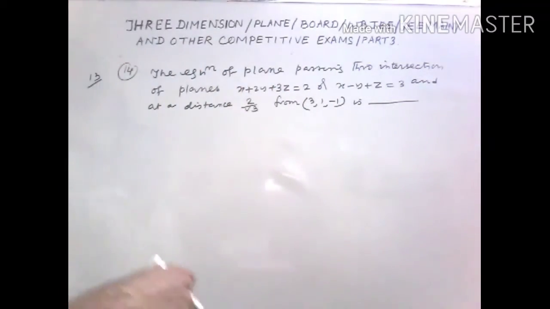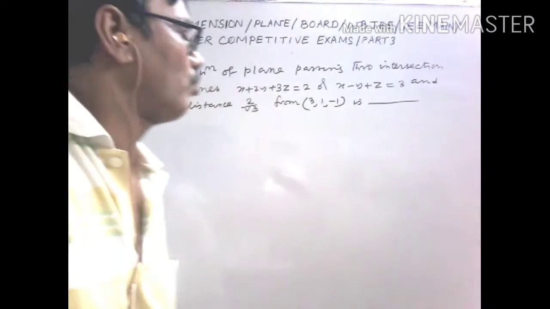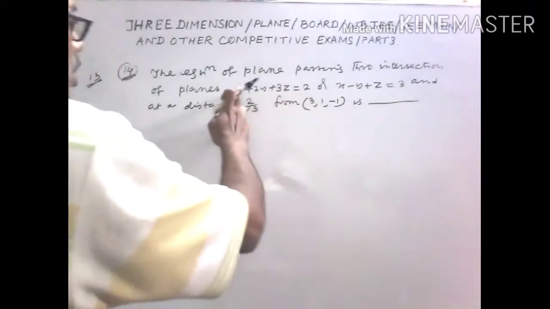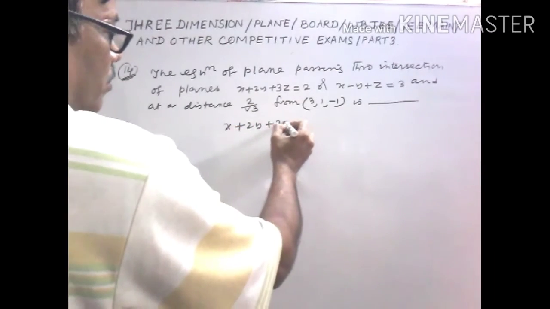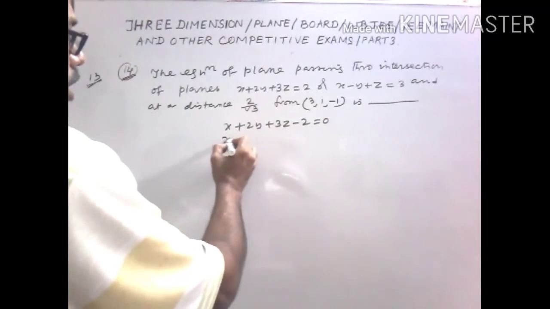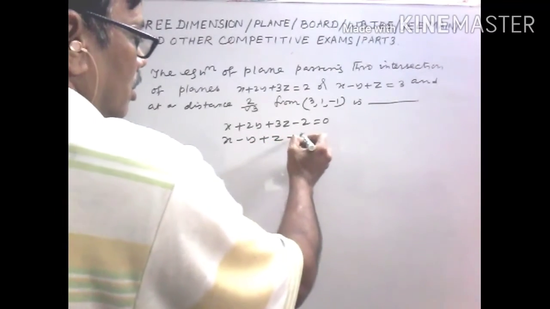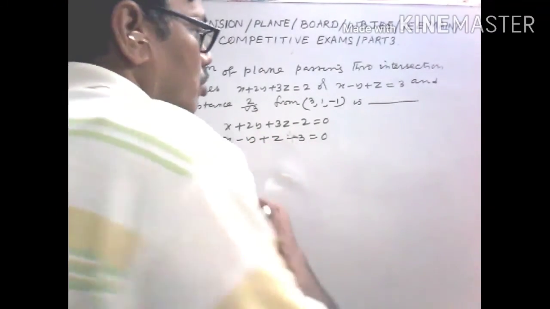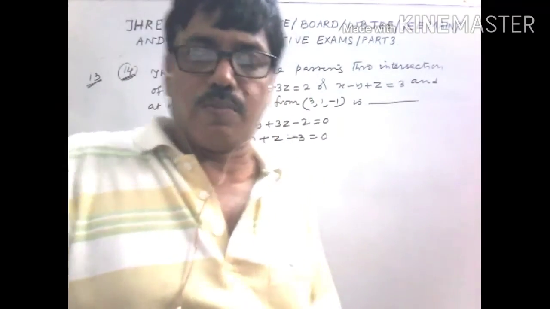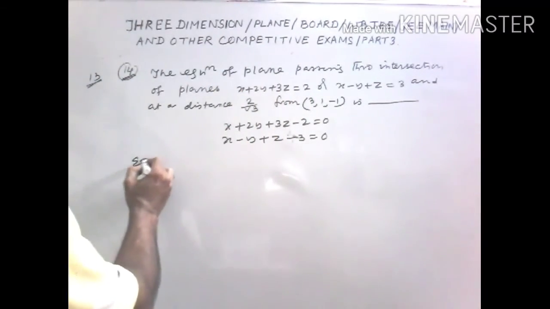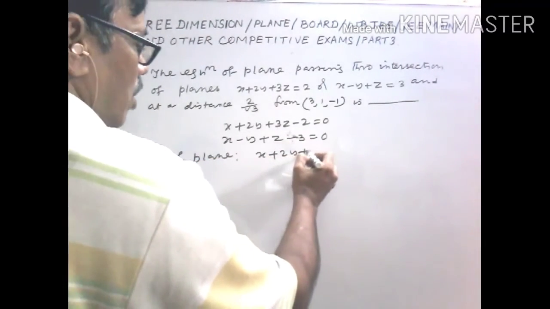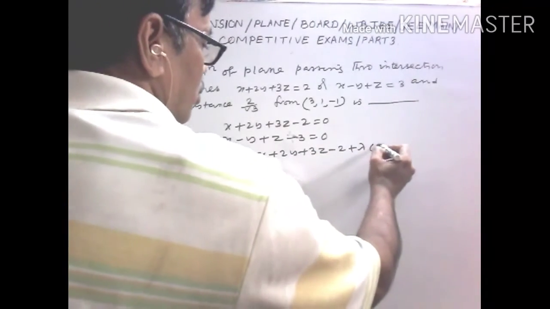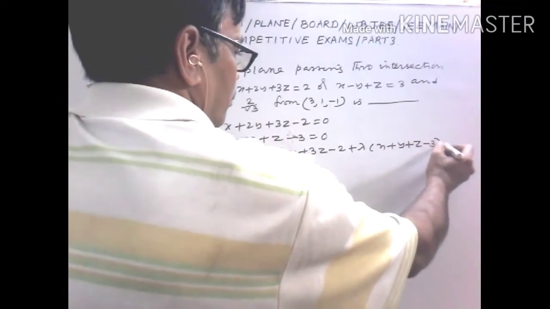Now we consider problem numbers 13 and 14. They are of the same type. So the equation of the plane passing through the intersection of these two planes. So what are the planes? This one. So transfer all terms to the left hand side, minus 3 equals to 0. So what is the equation of the plane through the intersection of this and this? It is the first equation plus lambda into the second equation.